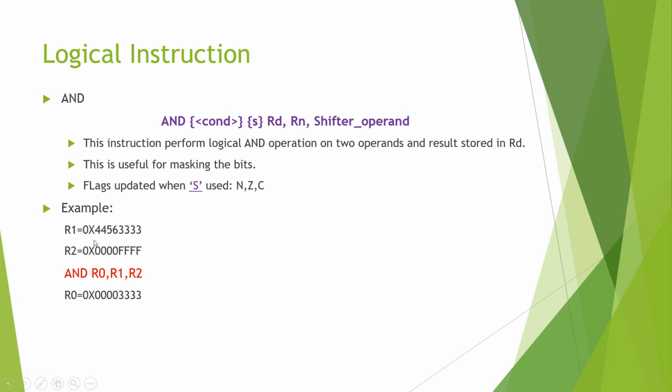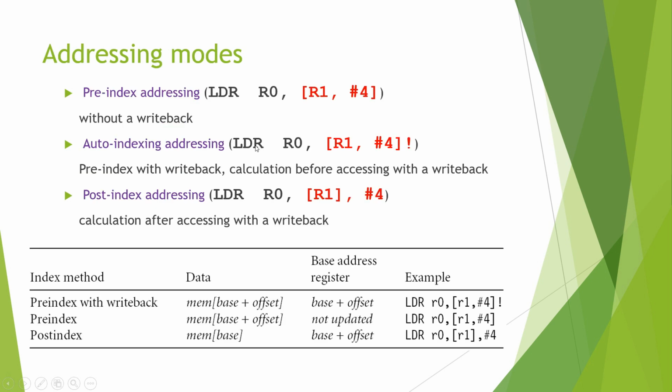Now let's look at the example. R1 has the value 4456 followed by four 3s, and the second register, which is used for masking the first value, R2, is equal to zeros followed by F. When an AND operation is done on this, the destination register R0 will contain 0000 and 3333. In this way we can mask the bits and get the values we are interested in.